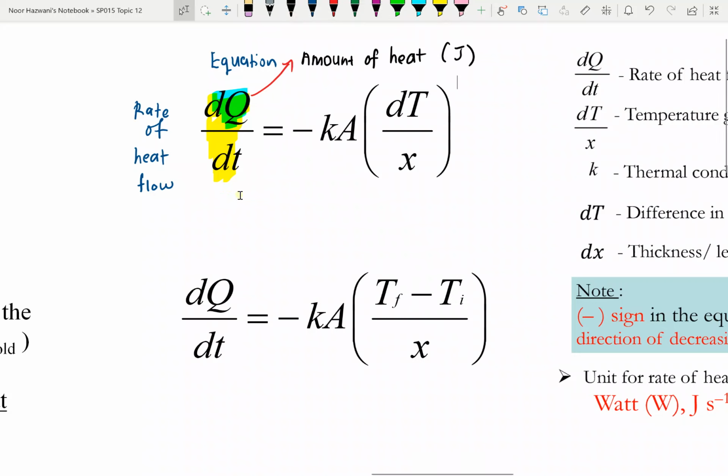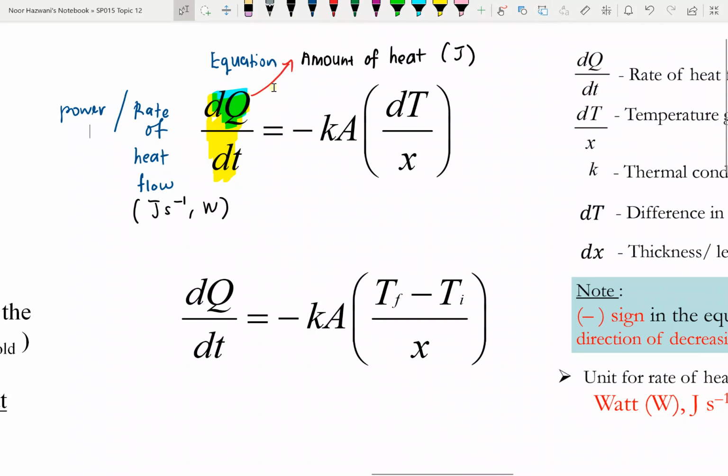Kalau dQ per dt, so you kena bahagikan dengan masa. So, you punya unit of rate of the heat flow adalah joule per second, sebab dQ tu adalah heat energy kan, ataupun sebagai watt. Okay, kalau unit tu kita dah declare dia sebagai watt, maksudnya rate of the heat flow is actually, in another words, power. So kalau dalam soalan, dia ada sebut calculate the power ataupun calculate the rate of the heat flow, actually it asking you to calculate dQ per dt.